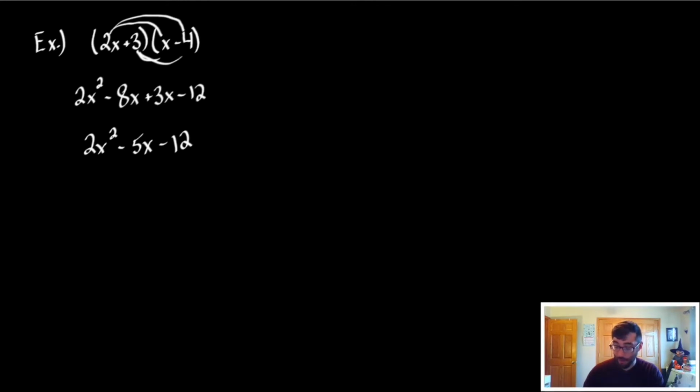Now, the only thing is, a lot of the times we're going to actually want to work our way backwards. We're going to be given the 2x squared minus 5x minus 12, and we're going to want to work our way backwards to these two factors, 2x plus 3 and x minus 4, because we use this to solve so many different types of equations.